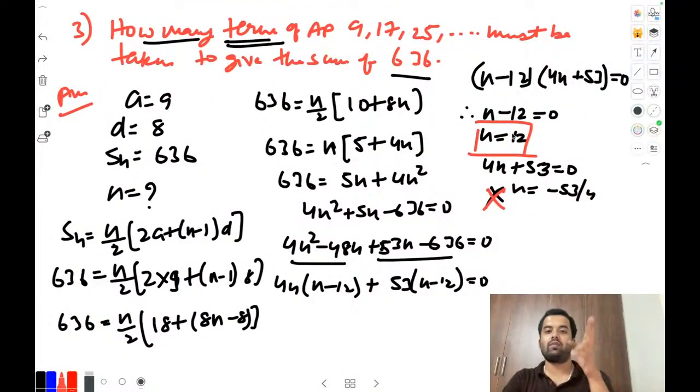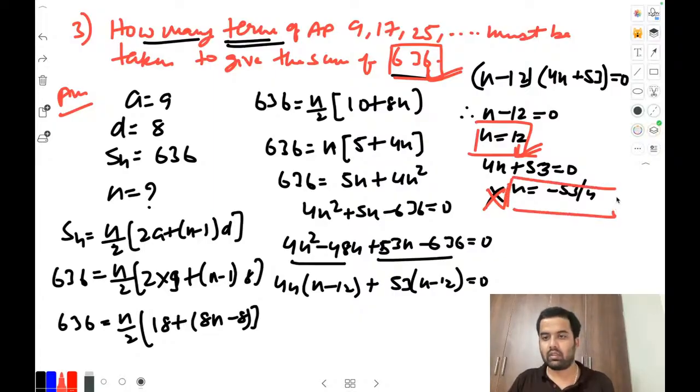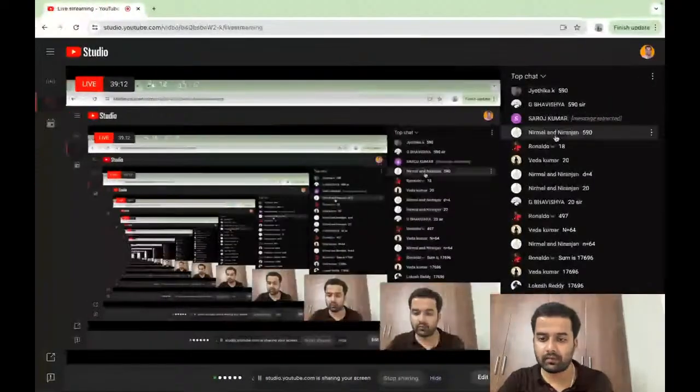So how many terms have a sum of 636? Total 12 terms we had added to get 636. Is it clear, everyone? Just check it through again. This was the negative value. That's why we can't take the n value as a negative, and that's why we had excluded this. This is the answer. N value 12.